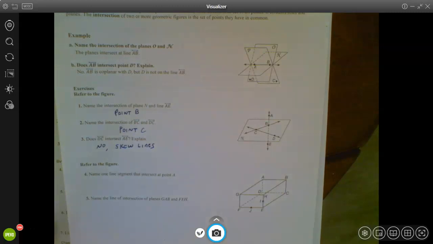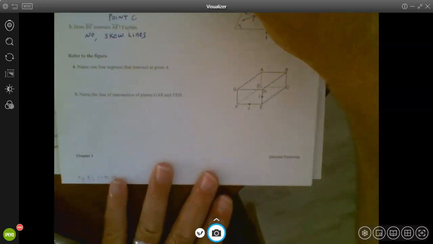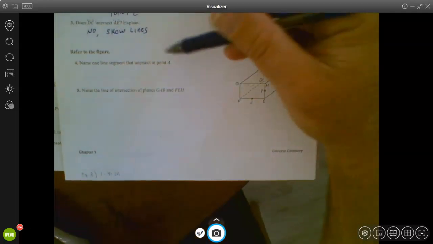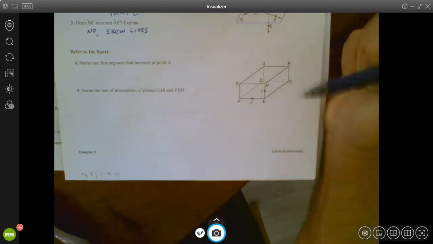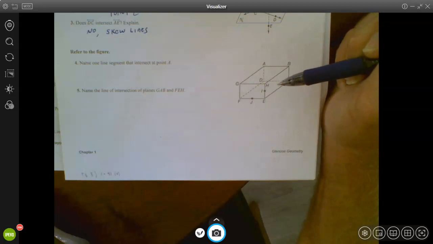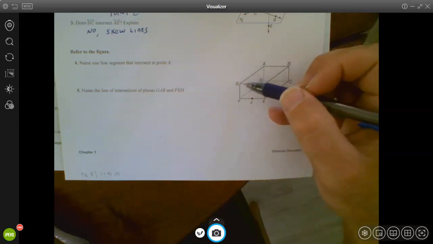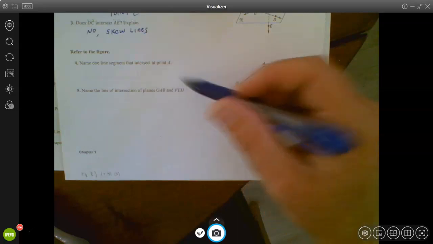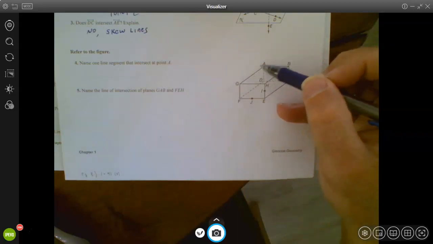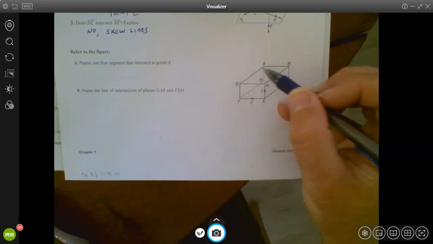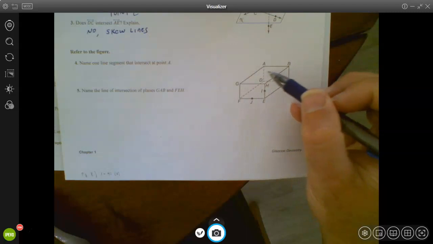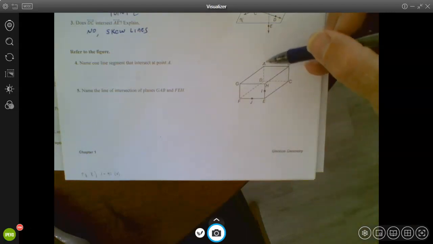They'll never intersect. All right, last couple down here, and you can practice these on your own if you want. If you want to pause the video, name one line segment that intersects at point A. So here's point A, right? And there are a few different lines that intersect at point A. So let's see. If you look at these guys, we have GA. So that's a line that would go through point A. I have AB, or BA, same thing, would intersect at point A. I have AD, goes through point A. So any of those would work.